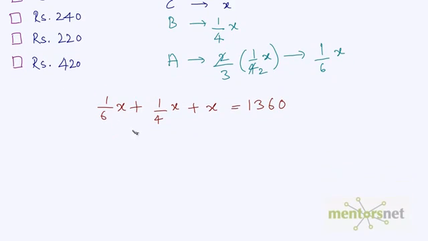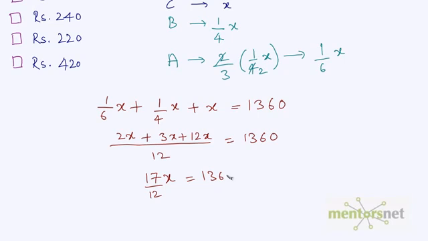LCM of 4 and 6 is 12, so in the denominator we have 12. 6 times 2 is 12, so we have 2x, plus 4 times 3 is 12, so we have 3x, plus 12 times 1 is 12. So we have 17x/12 equal to 1360.